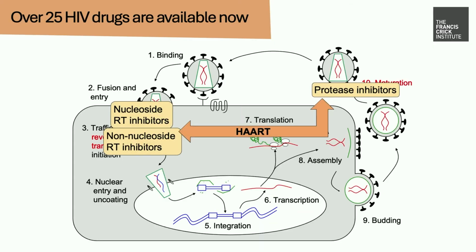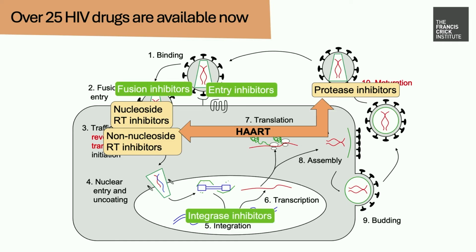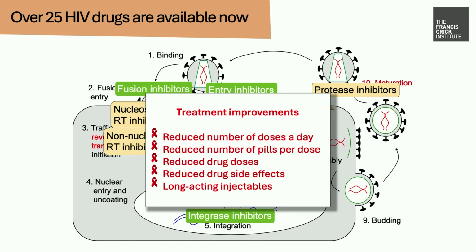And now we have over 25 different drugs against HIV. So as well as these drugs, we've got new drugs that target this entry process. We've got some integrase inhibitors. So this is the integrase enzyme of the virus. And as I said, the latest drugs target this capsid protein. And so we've also managed to improve treatments with time. So initially, people used to have to take handfuls of drugs several times a day. But now we've got it down to 1 tablet once a day. We've also managed to tweak the drug doses, and with the new drugs as well, they're less toxic.